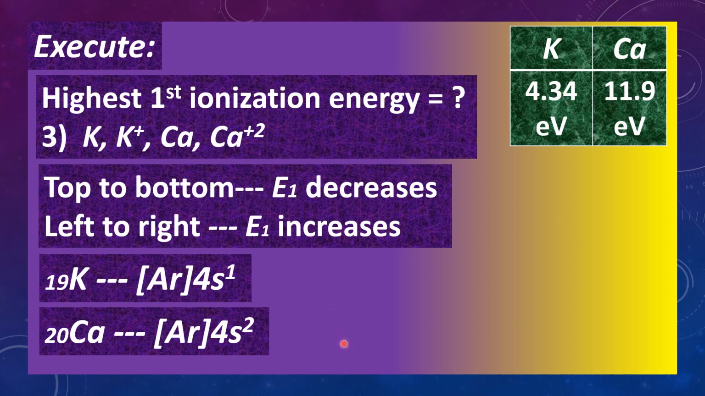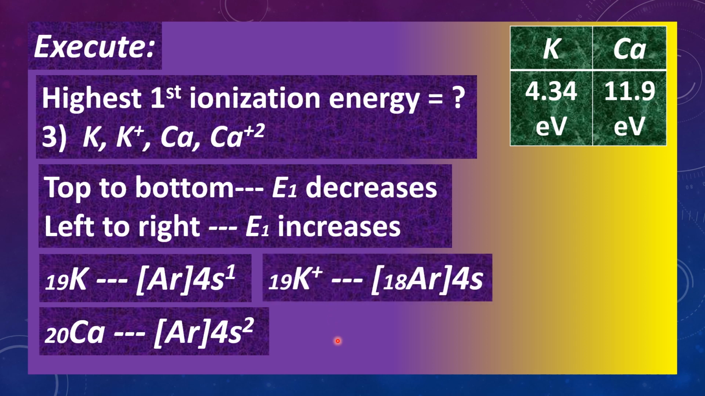Now, how about their corresponding positive ion? In the case of potassium, when it loses an electron, it will have a configuration identical to that of argon, because as shown here, the outermost energy level 4s is already empty. The reason it becomes a positive ion is because it is deficient of one electron.